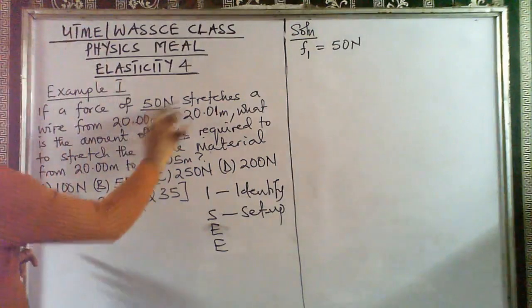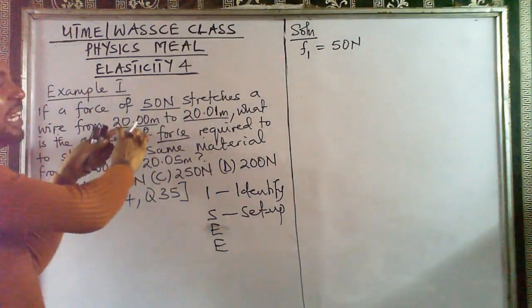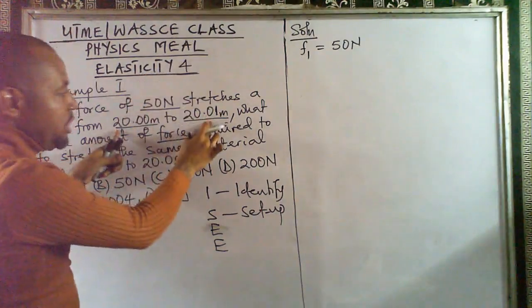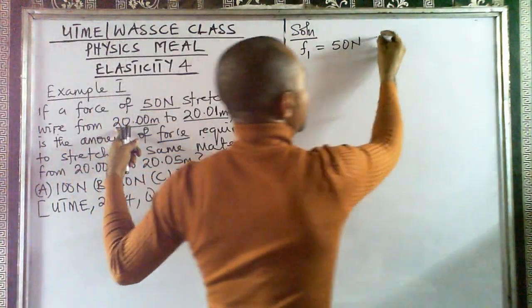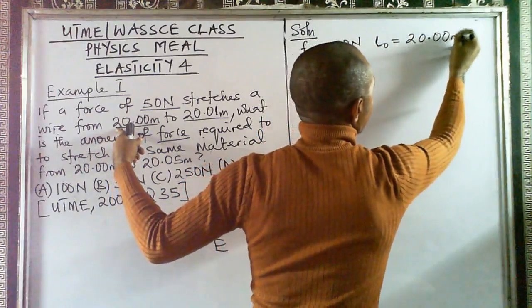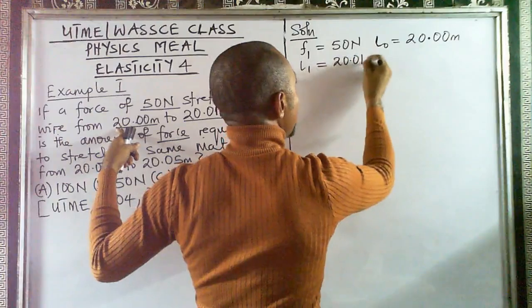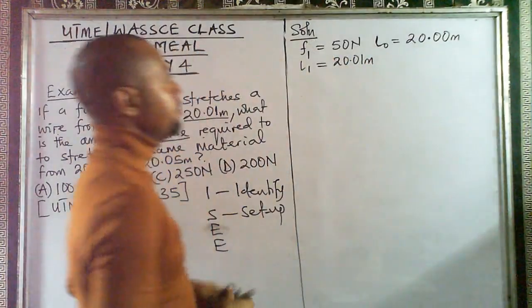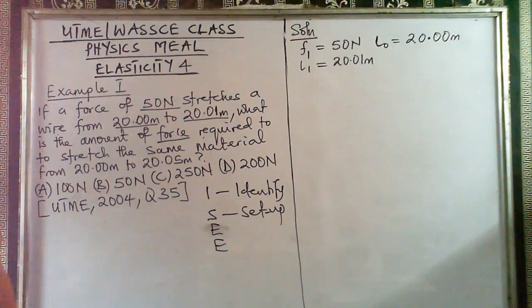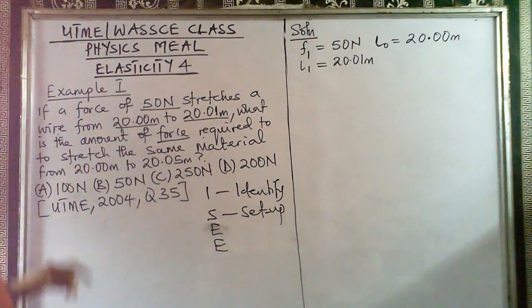So a force of this stretches a wire from here to here. That means originally this is the length of the wire. But when a force of 50 newtons was applied, it now produced this new length. So we had an original length L0, 20.00 meters, and then giving us a new length L1 of 20.01 meters. Okay? If you have watched our videos, then you will understand the other videos that explain the basic equations we use in Hooke's law. Okay.